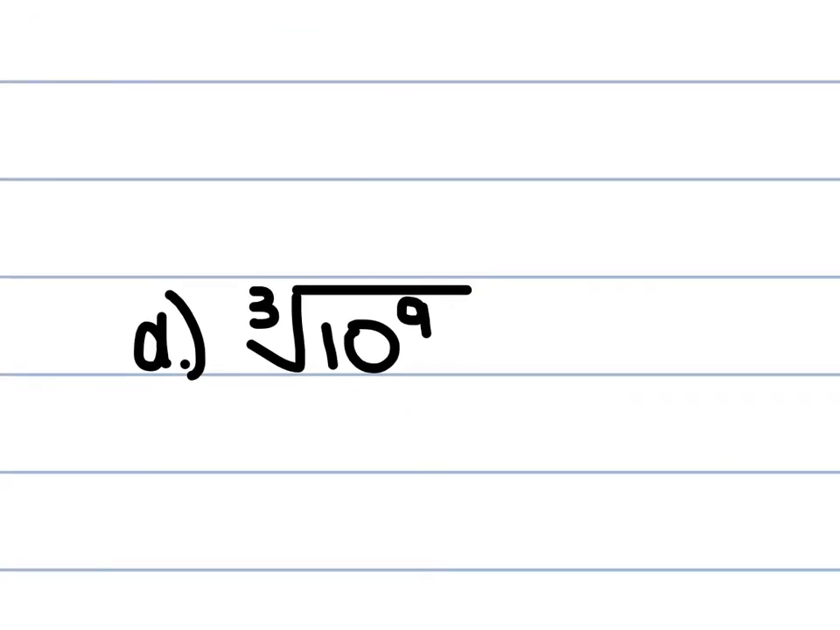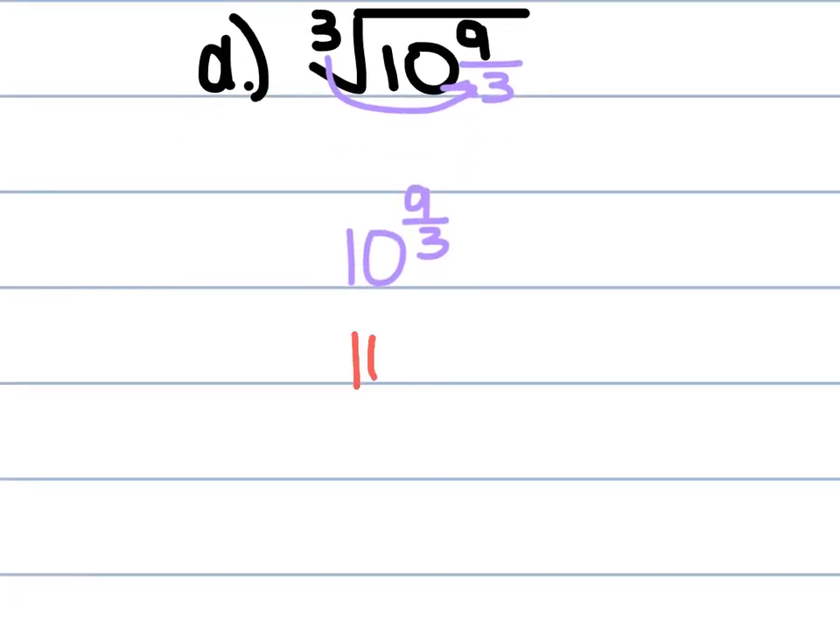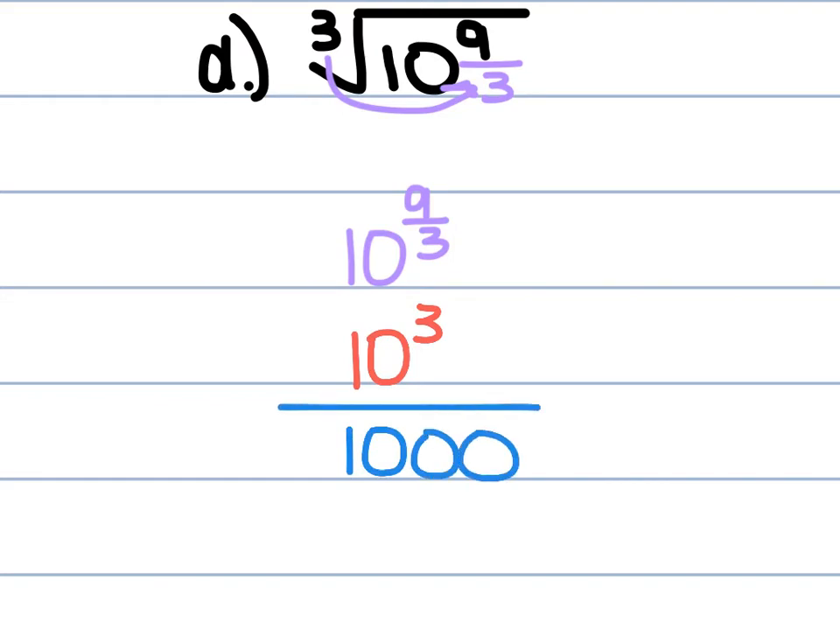For D, we have the cube root of 10 to the 9th power. So again, that 9 is going to be the numerator. We're going to take that 3, make it the denominator. So this is going to be 10 to the power of 9 over 3, which is 10 to the 3rd power. And 10 to the 3rd power is 1,000.